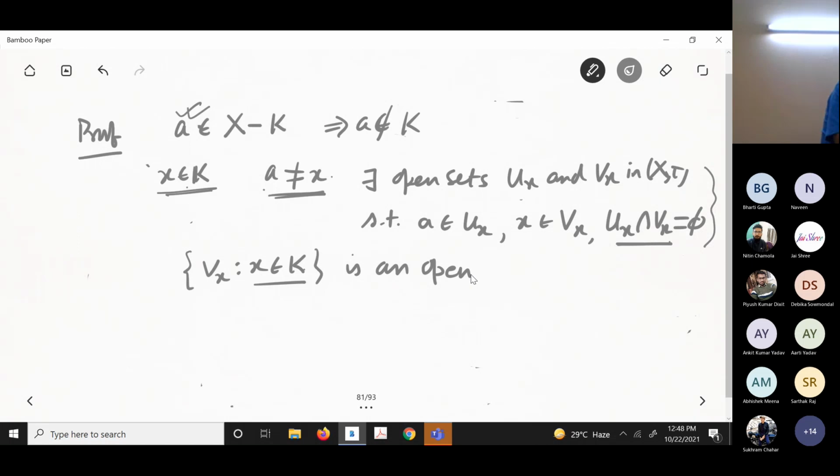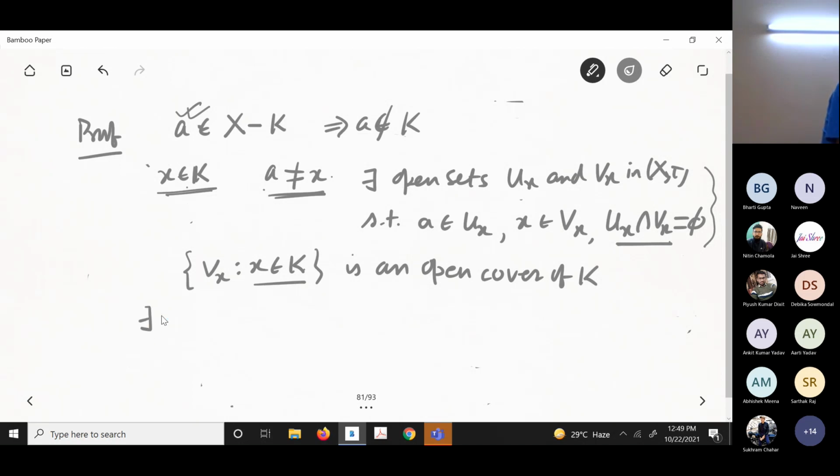You don't need to mug up the proof, but you should understand the proof. This is an open cover of K. But K is compact, so it has a finite subcover. Finite subcover means what? You have the index set, and that means it will have finitely many indexes here.